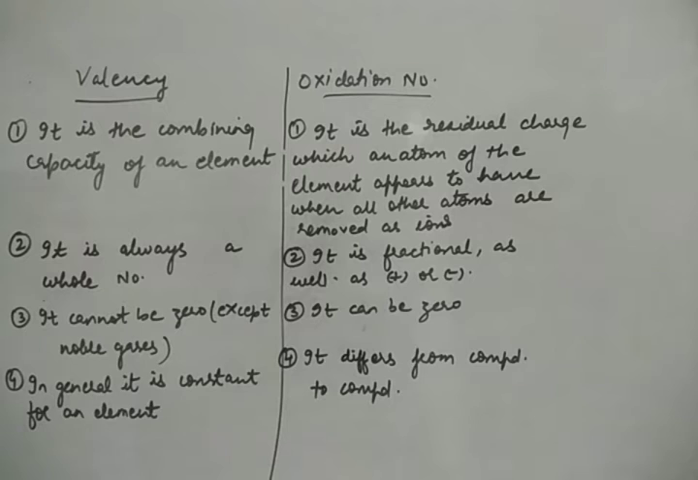For example, nitrogen in one compound has an oxidation state of plus 1. It is possible that in another compound it is minus 2 or minus 3, like this. But the valency of nitrogen will remain the same. Okay, so this is the difference between valency and oxidation number.